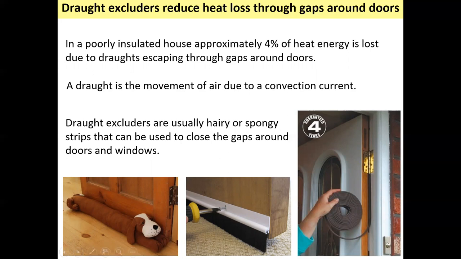So you can see here, you've got a hairy strip that's being screwed to the bottom of the door there to close that gap. And you can see here, you've got a spongy tape that can be attached all the way around the door frame, again, to seal any gaps. Now, you can even make your own draft excluders like this one before, okay? This is just some material stuffed with rice. Now, that again, that homemade draft excluder will seal that gap round the door. So if you're completing your row in the table for draft excluders, what they do is they reduce convection. So heat loss through convection. How do they do this? Well, they close gaps around doors and windows.